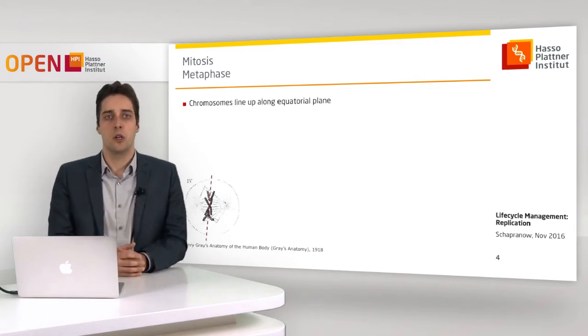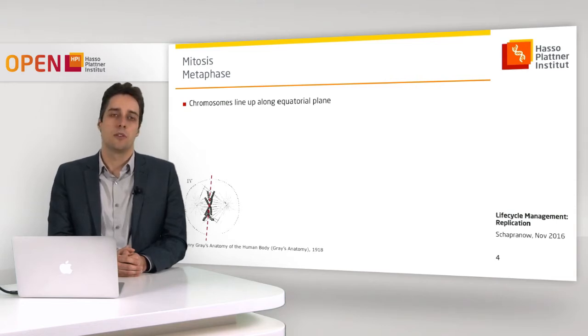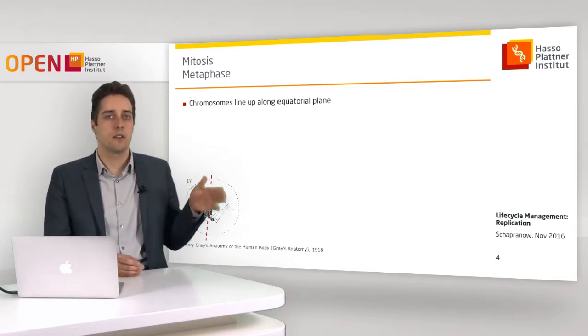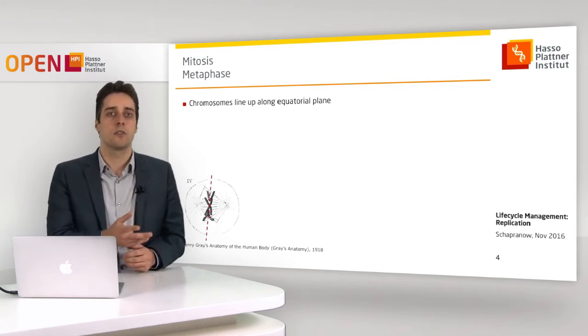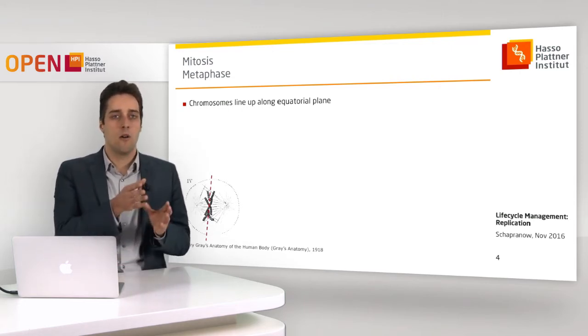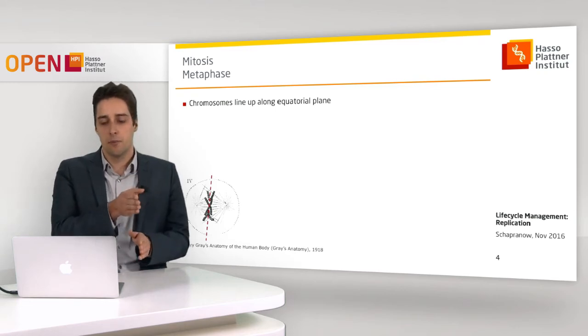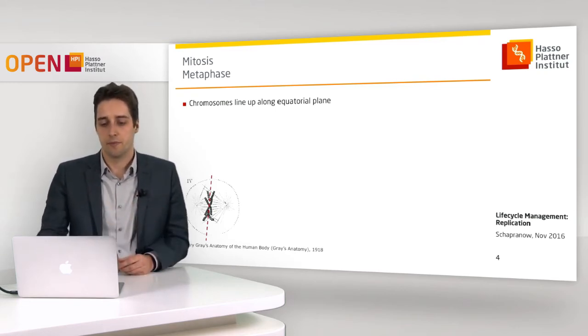The next phase is called metaphase, and within the metaphase, these chromosomes line up along the equatorial plane. I added this red dotted line. This is the equatorial plane, where all these chromosomes are aligned. And it's important because they are now also connected to the spindle apparatus.